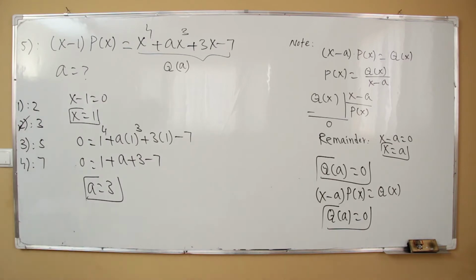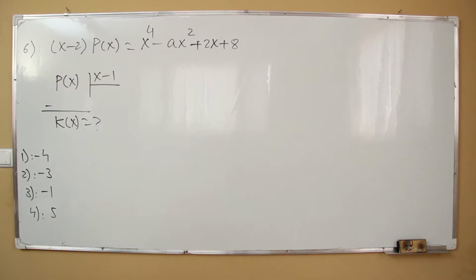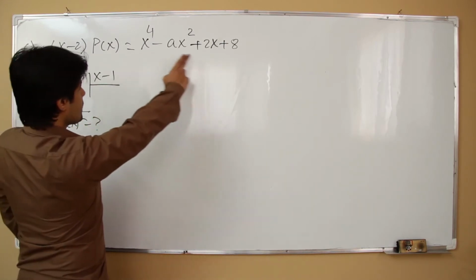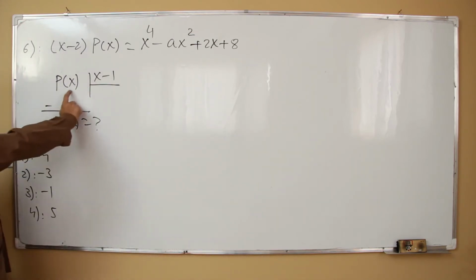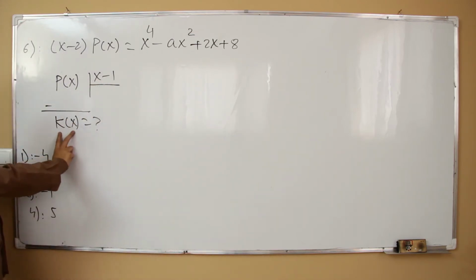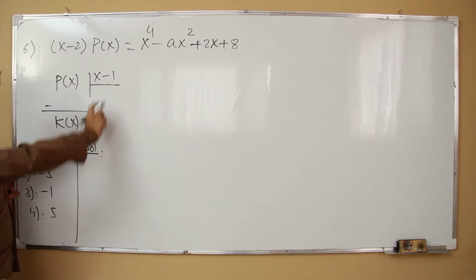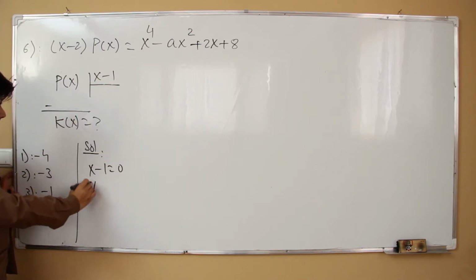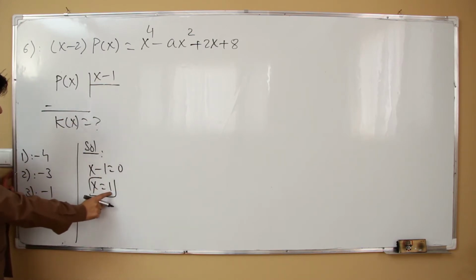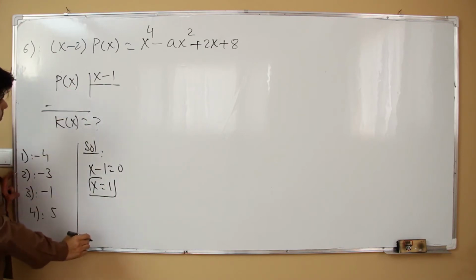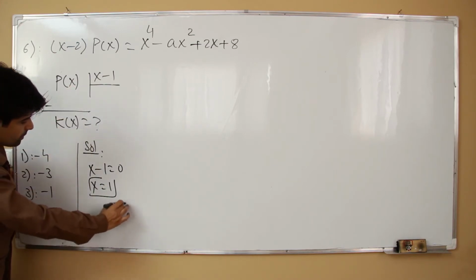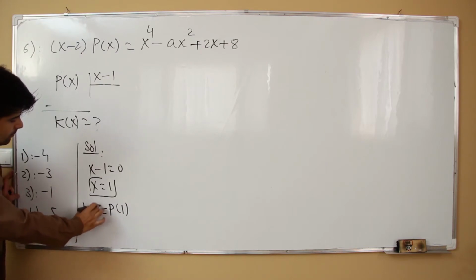Which answer is correct? Number 2. Come to question number 6. X minus 2 times P(x) is equal to this Q(x). Now, P(x) is divided by x minus 1. What is K(x)? If you want to find K(x), the remainder, then set x minus 1 to 0. It is x is equal to 1. Then instead of x, you have to put 1. So it would be P(1). And this is K(x).